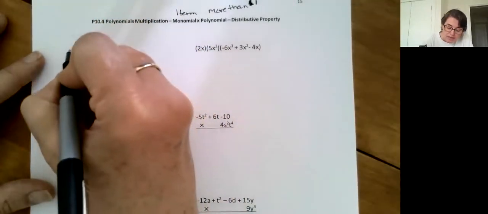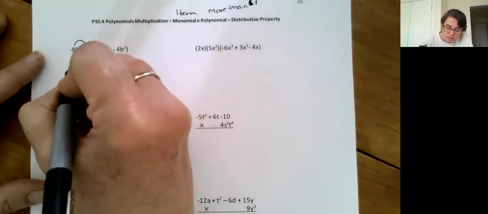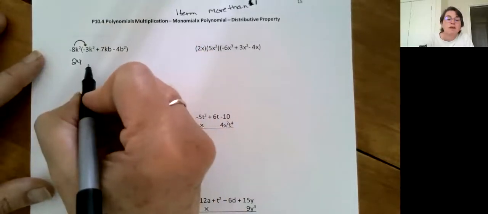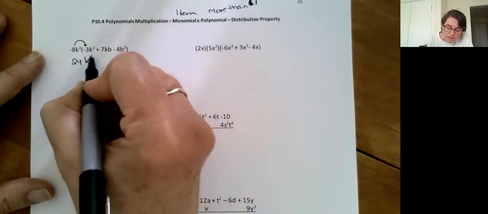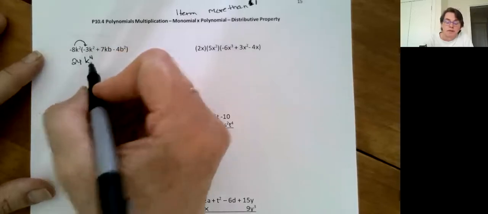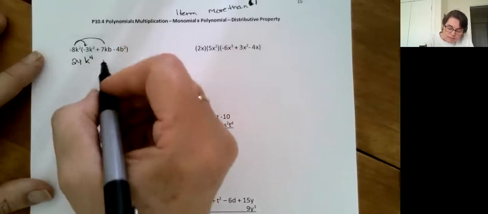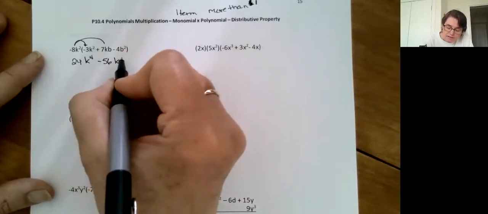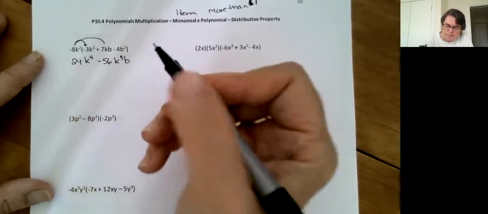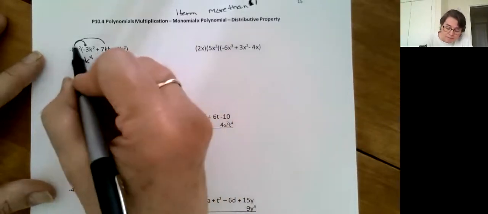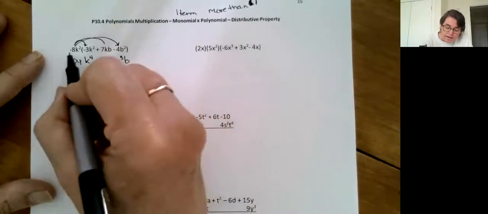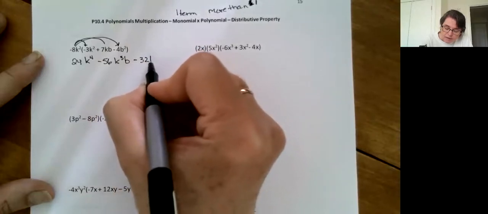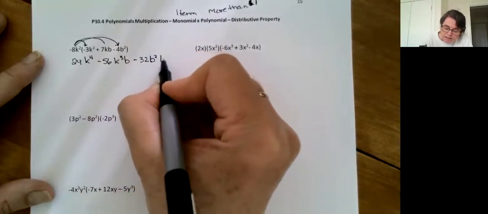we're going to multiply through. -8 times -3 is 24. Remember, negative times a negative is a positive. Then we've got k to the 4 because we add our exponents when we multiply. And -8 times 7 is -56 k, 3b. I'm going to fix that in a minute. And negative times a negative is -32. I'm going to change this one to write b squared k squared.